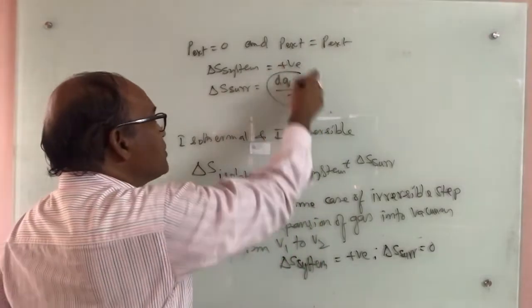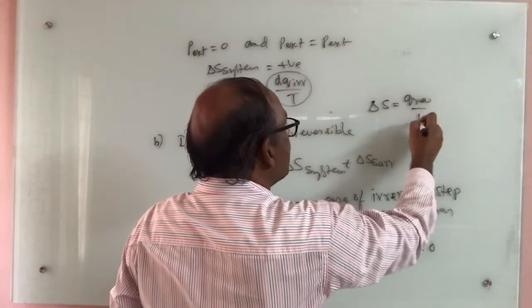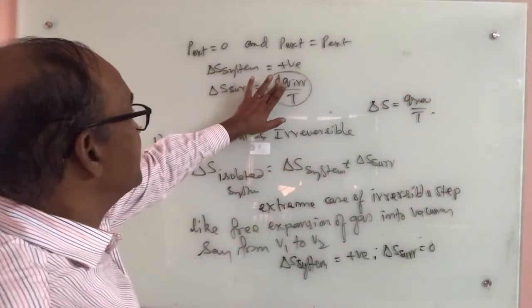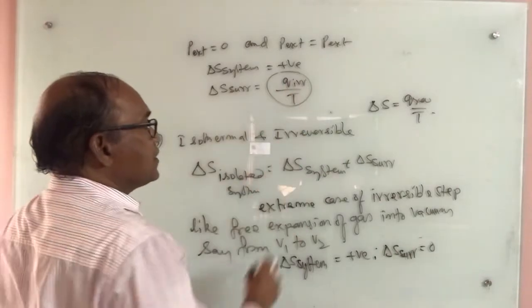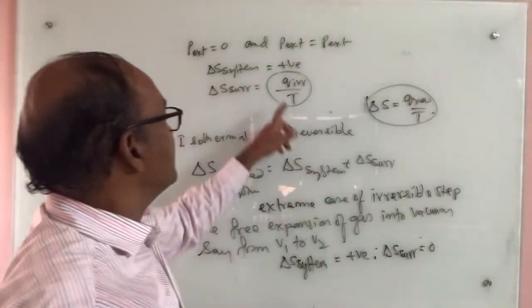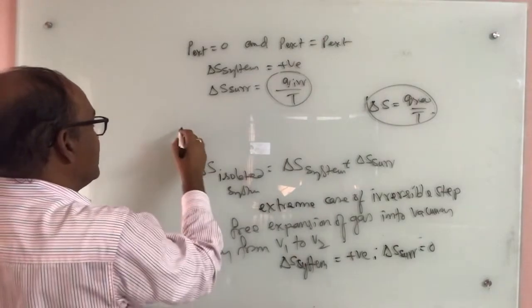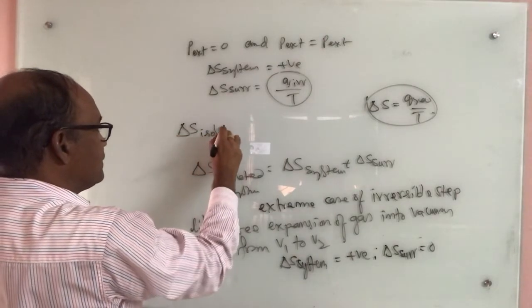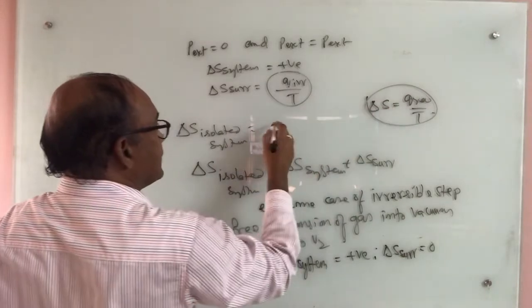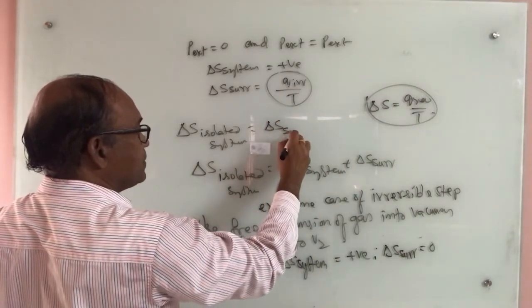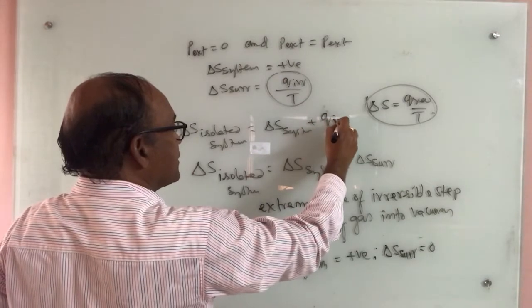But this is not an entropy term. The entropy term we have to define only in terms of Q reversible by T, not this differential quantity Q irreversible by T. So the entropy change is only Q reversible by T, but this is not the entropy change. Now what we can say is that delta S, yes, this is the delta S for the system, Q irreversible by T.